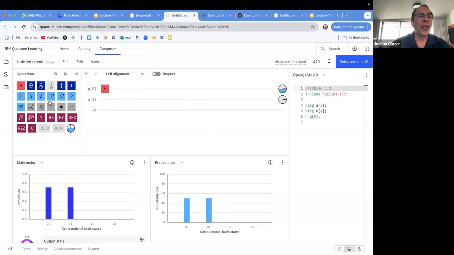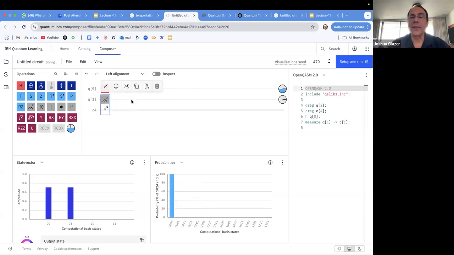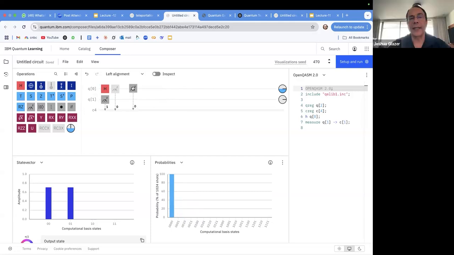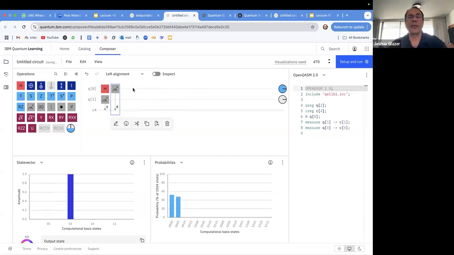Now, if I do a measurement on the lower one, what do you think I will get? Of course, I'll get a 0, because it was in 0. But if I do a measurement here, can anybody tell me what I will get? Maybe half 0 and half 1. Exactly. I have a 50% chance to get a 0 and a 50% chance to get a 1 here because the qubit is in a superposition.